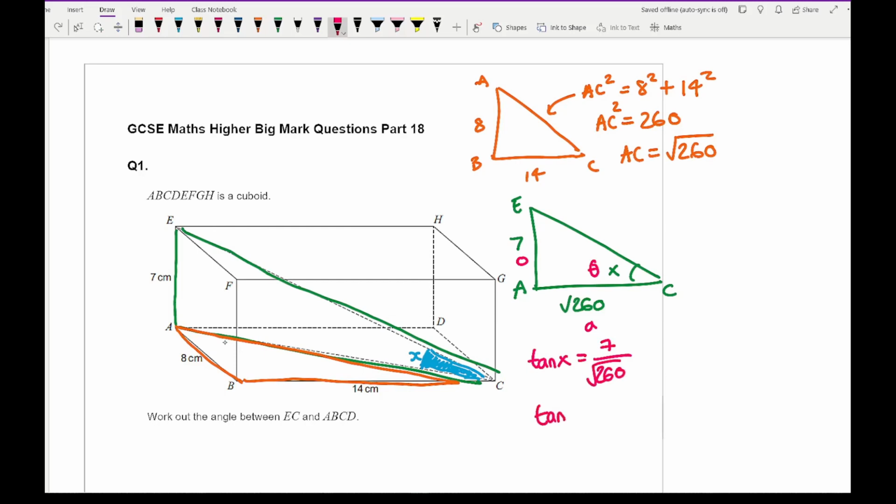So x equals the inverse tan of 7 over root 260. And if I type that into my calculator, it should give me an answer of 23.5 degrees. And that's been rounded to 1 decimal place.